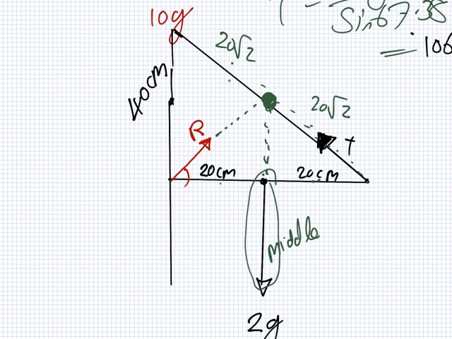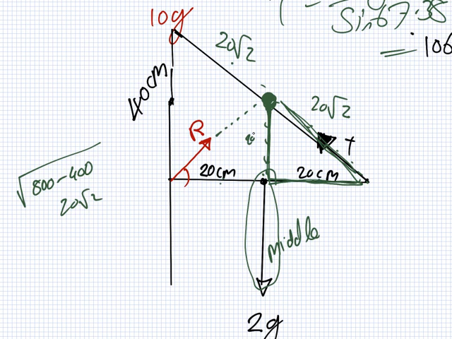Right, so that means I know each of these. Now if you look at this picture, I know this is 20. I know this is 20 root 2. So using Pythagoras I can get this. Let's just say it's the square root of 800 minus 400. So this side here is 20 root 2. Oh sorry, 20, thank you. This side here is 20.